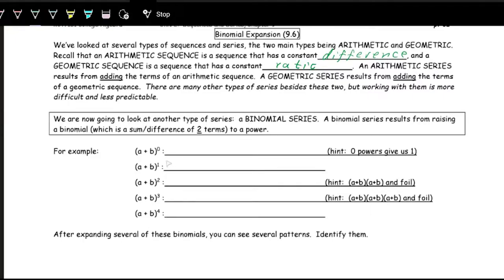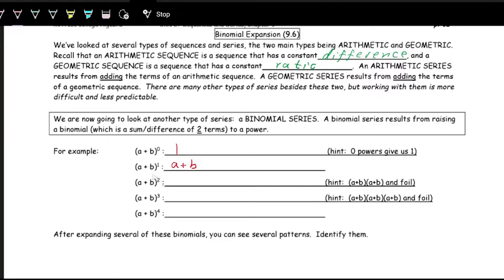So this first one here is just (a + b) to the zero. Well, that's not very exciting. Anything to the zero is just one. Here we have (a + b) to the one. Again, it's a little bit more exciting, but not too much to do. This is just a + b. And then the next one here, (a + b) squared.